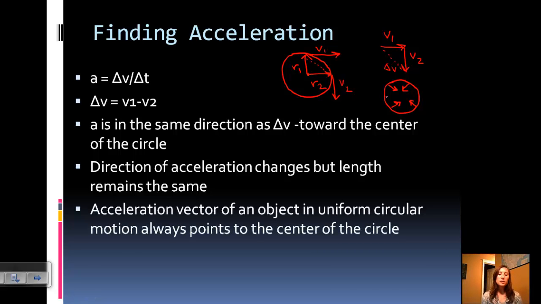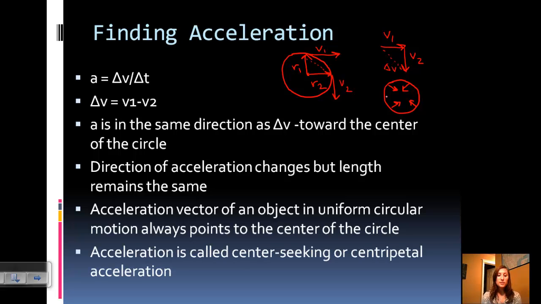Okay, so the acceleration vector in uniform circular motion, because we have this constant circle with these same distance displacement vectors, they're just in different directions. Acceleration is always going to point towards the center. And so we call that more specifically centripetal acceleration because it is center-seeking.